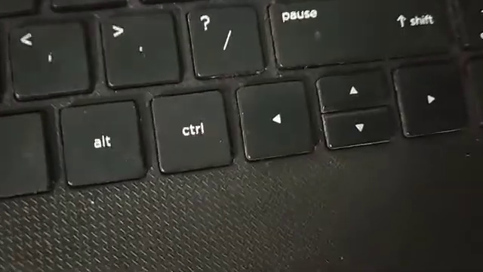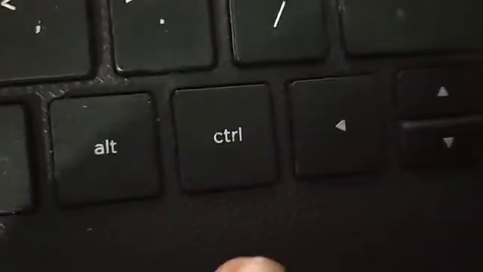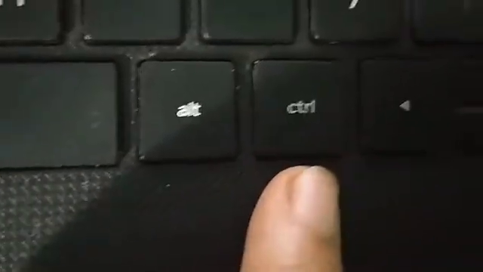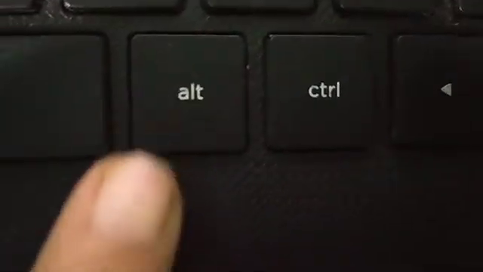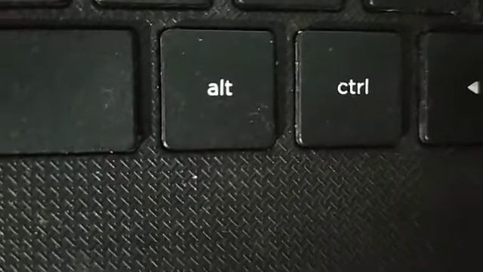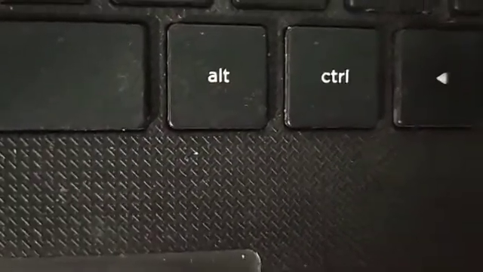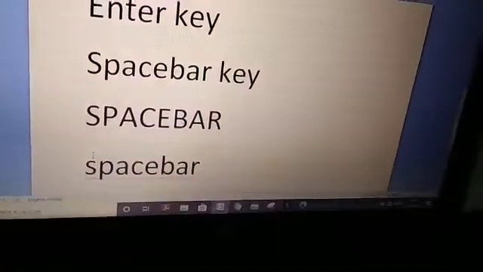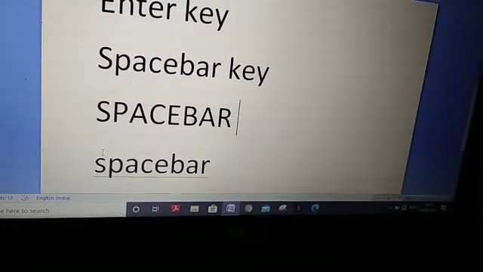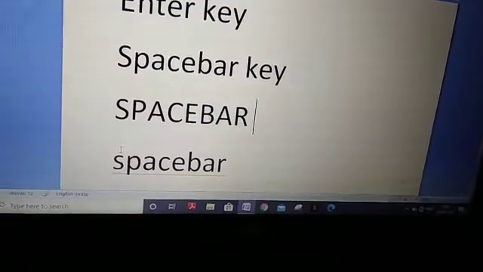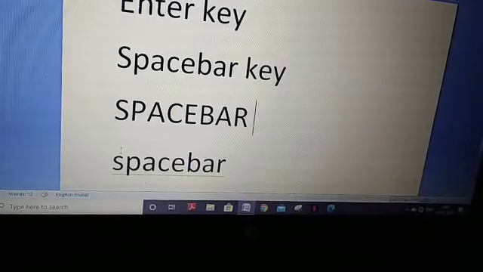Short form of control. Here also you see, control, CTRL. And this is the alt key. ALT. Alt. These are two keys which are used in combination with other keys. Control and alt key.